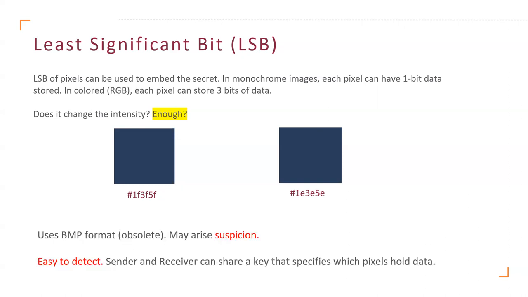But there is a little downside of using LSB. The format which can be used most frequently with LSB is BMP, which is a bit obsolete. So it may arise suspicion as to why someone is using BMP. Are they actually hiding some information in that? Also, this LSB technique is a bit easy to detect. The way to overcome that is the sender and receiver can share a key which specifies which pixels hold the data.